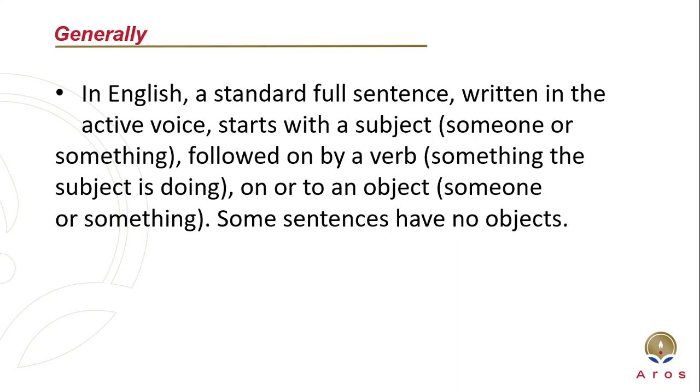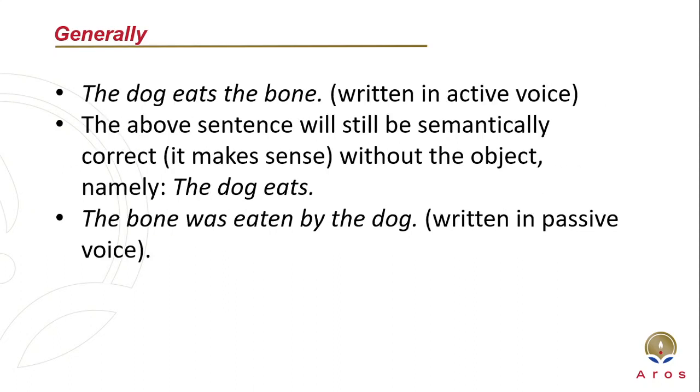Okay. Generally, as I said there, a standard full sentence or standard independent clause in English is written in the active voice. It starts with the subject, thus the S, followed by a verb, thus the V, and it may have an object, thus the O. So the standard English sentence sequence is SVO in active voice. When it's written in passive voice, as I explained it here, there at the bottom, the object and the subject just swap over to form a passive.